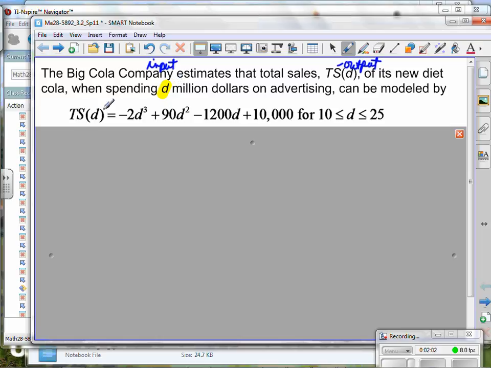Okay, so taking a look at this, we have TS of D, and we have this function. Let's talk about it for a moment, because it comes up and we need to know this information. That's a polynomial function. Recognize that it's polynomial? Okay. And then we need to say, what is the degree of this polynomial function? The highest exponent tells us, yes, so it's degree 3.